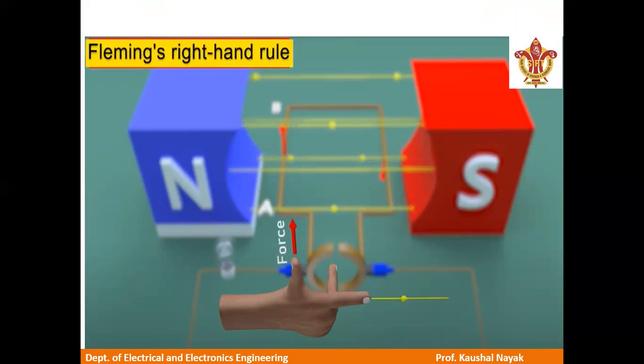We have already discussed how a rotating coil under the influence of magnetic flux produces electromotive force, and this electromotive force is responsible for the production of current across the electrical load.